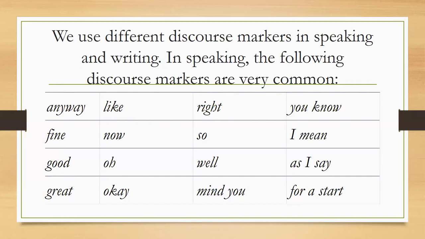Like if I say you have 10 a.m. to submit your assignment, and you say fine, it doesn't mean that 10 a.m. is beautiful. It simply means you agree to submit your assignment at that time. And now, so, I mean, good, oh well, as I say, great, okay, mind you, for a start. So these are common discourse markers we use every day in our lives when speaking.